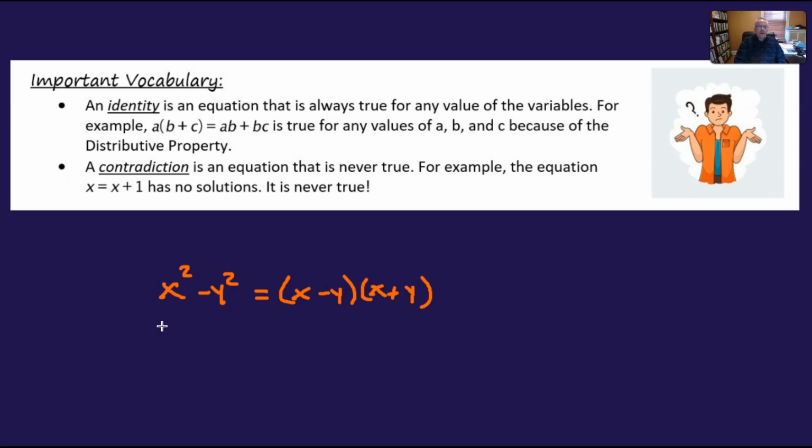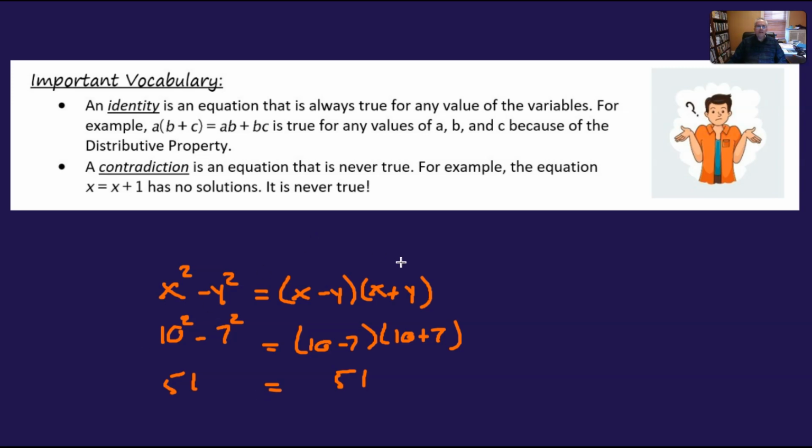For instance, I could say 10 squared minus 7 squared equals, well, 10 minus 7 times 10 plus 7. On this side it's 100 minus 49, which is 51. And on this side, we would have 3 times 17, which is 51 also. So no matter what values I pick for x and y, this equation is true.